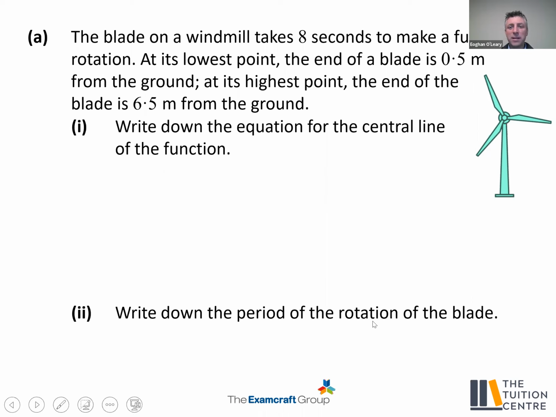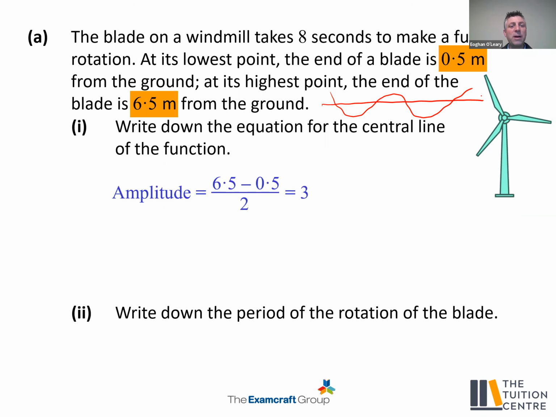Okay, write down the equation for the central line of the function. So in our case, we're going to have a periodic function here. It's going to go like that. What we're looking for is the equation of the midline, and it should be a horizontal line. Because we're going from a lowest point of 0.5 to a highest point of 6.5, it's going to be halfway between those two. So you can say 0.5 plus 6.5 is 7, divided by 2 is 3.5.